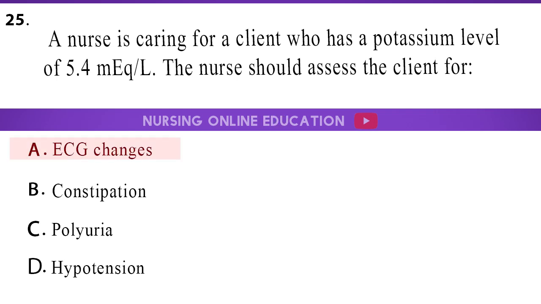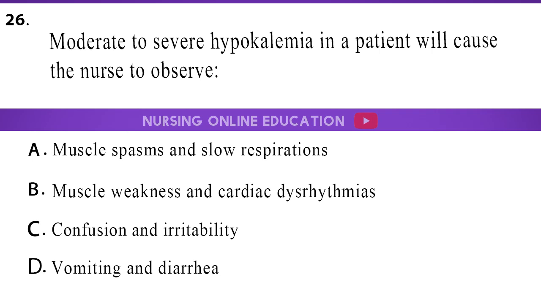The answer is option A, ECG changes. 26. Moderate to severe hypokalemia in a patient will cause the nurse to observe A. Muscle spasms and slow respirations, B. Muscle weakness and cardiac dysrhythmias, C. Confusion and irritability, D. Vomiting and diarrhea.